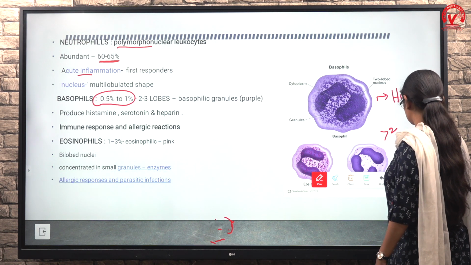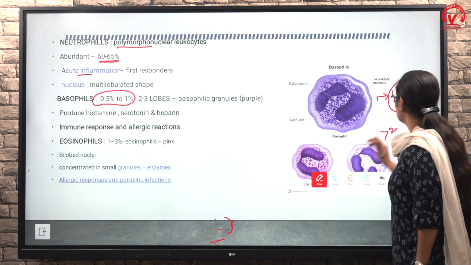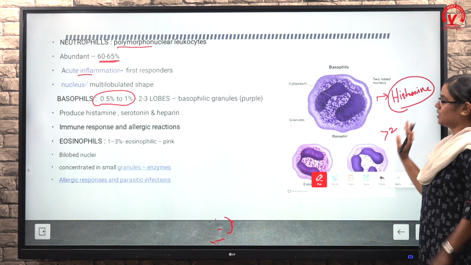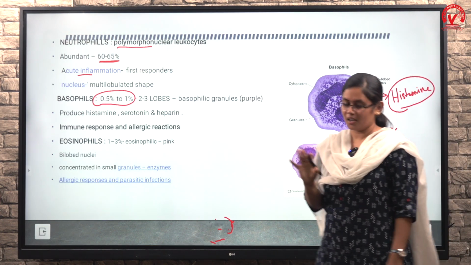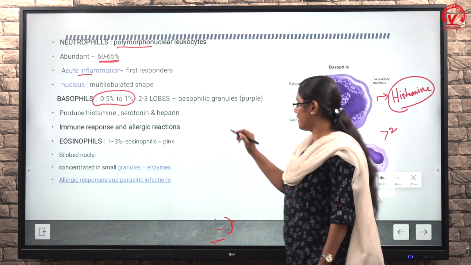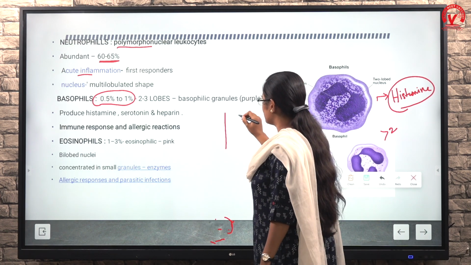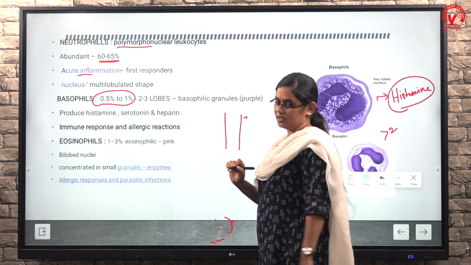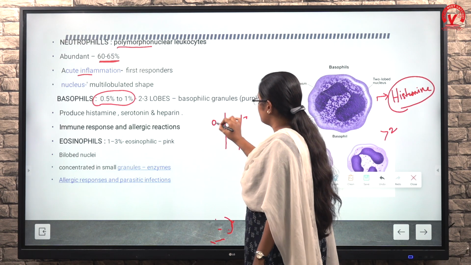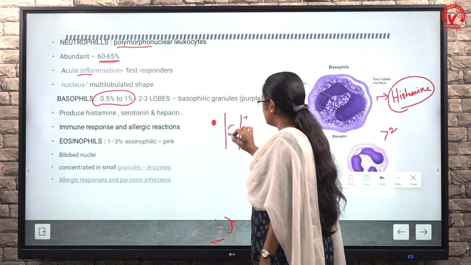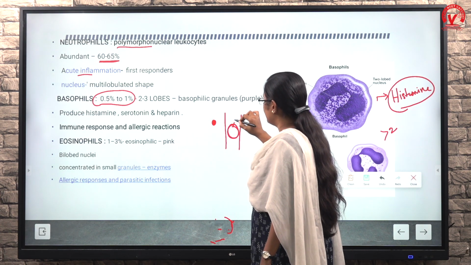Histamine is an important MCQ. So this has been asked in previous questions. Basophils produce histamine. The function of histamine is vasodilation. What is vasodilation? So this is a blood vessel. Whenever there is an infection or injury, the basophils inside the cells will release histamine.